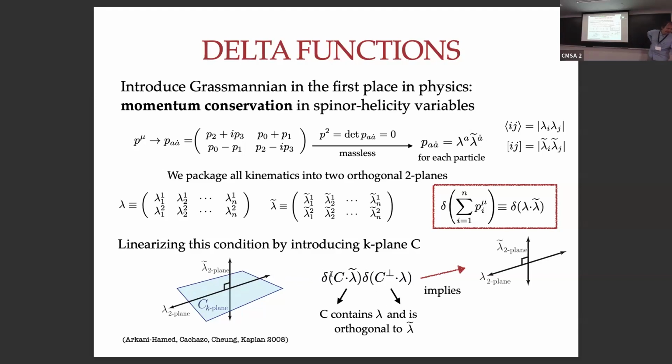Now the C plane is not fixed by this condition. It's a K-plane, and there are many K-planes which contain a given 2-plane and are orthogonal to the other 2-plane.